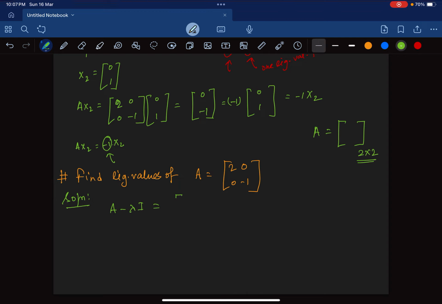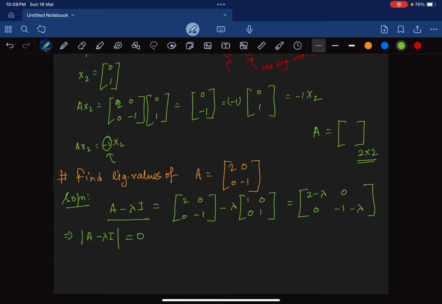The first thing you need to determine is A minus lambda I. If you write it, 2 0 0 minus 1 minus lambda times I, meaning 1 0 0 1, the 2 cross 2 identity matrix. Further, if you do the calculation, 2 minus lambda 0 0 minus 1 minus lambda. One thing you can see: in A minus lambda I, lambda is subtracted diagonally. So your equation is that the determinant of A minus lambda I is equal to 0. This is your characteristic equation.